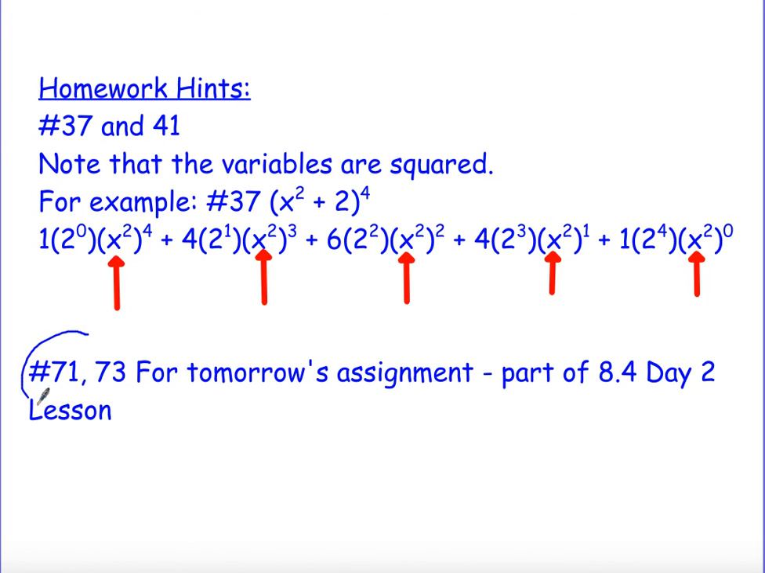And then don't worry about these two problems yet. This is for tomorrow's assignment, and we will talk about that tomorrow. If you have questions, please send me an email over the weekend, and we will finish this up on Monday.